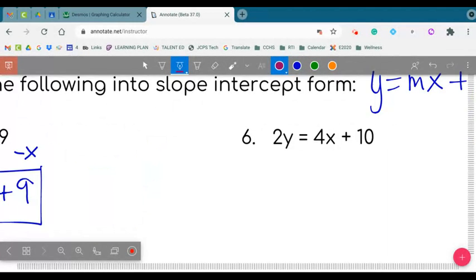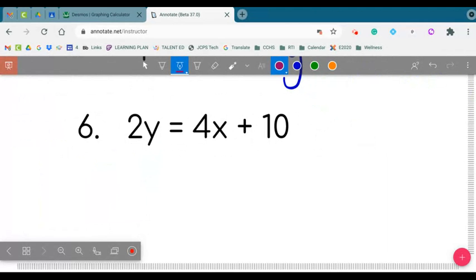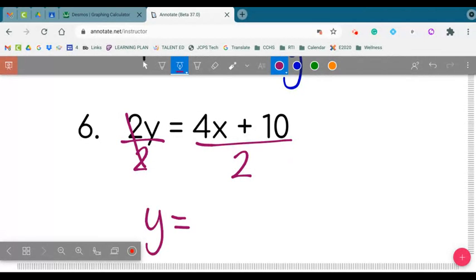Okay, next problem. I need to get y by itself. The only thing not allowing y to be by itself is that 2, so I'm going to divide by 2. Now, if I divide the left side by 2, I have to divide the entire right side by 2. So I get y equals 4 divided by 2 is 2, so I get 2x. 10 divided by 2 is 5.